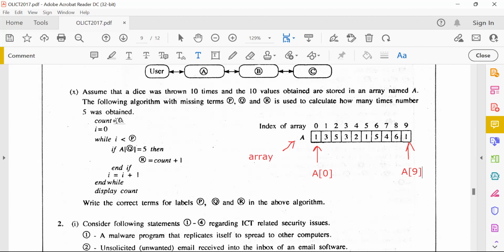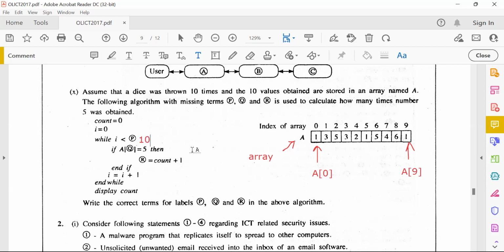I variable to iterate. We need to iterate 10 times, and iteration starts with 0, right? So if you say I = 0, we need to finish by 9. That means if you put less than, then P should be 10, isn't it? So this should be 10.